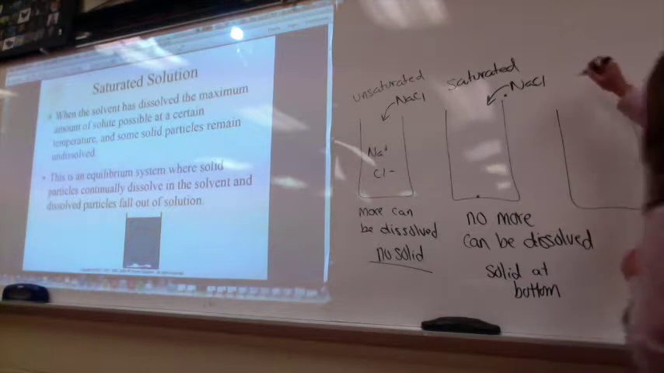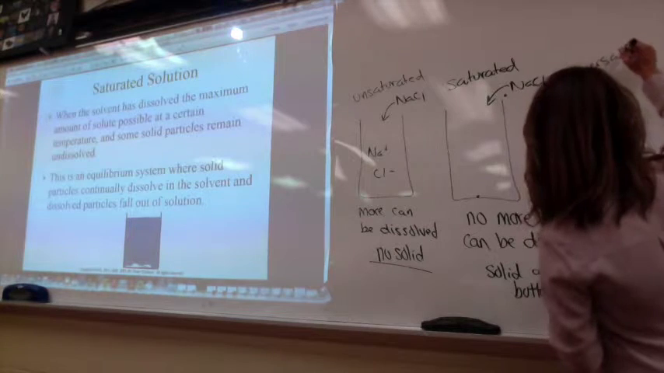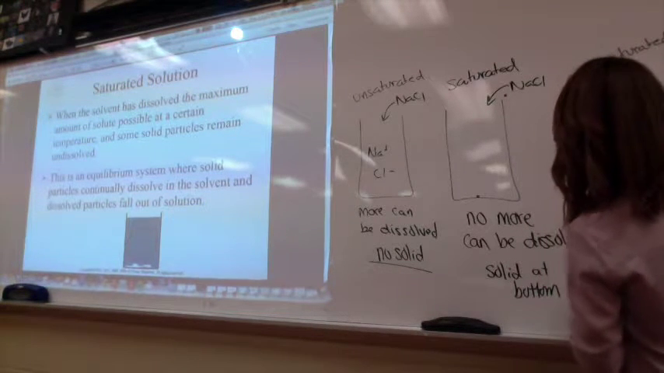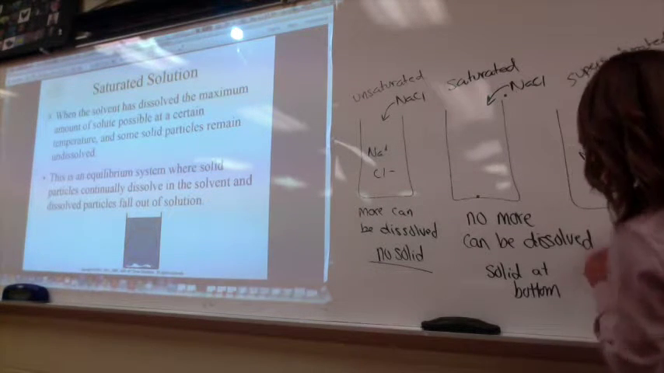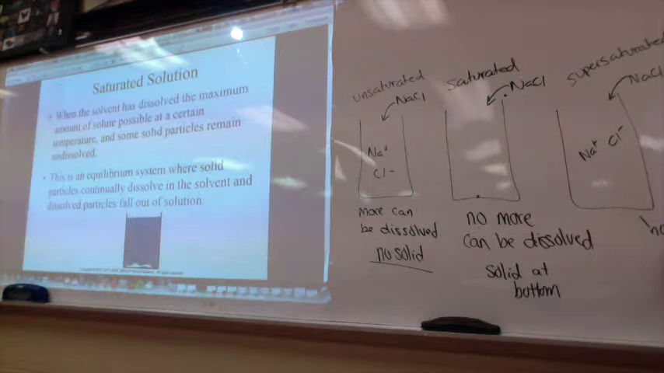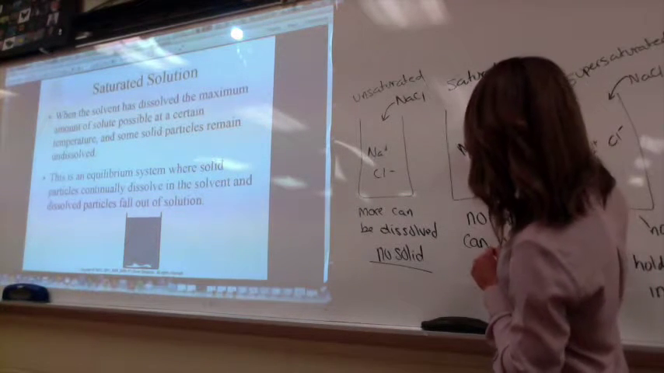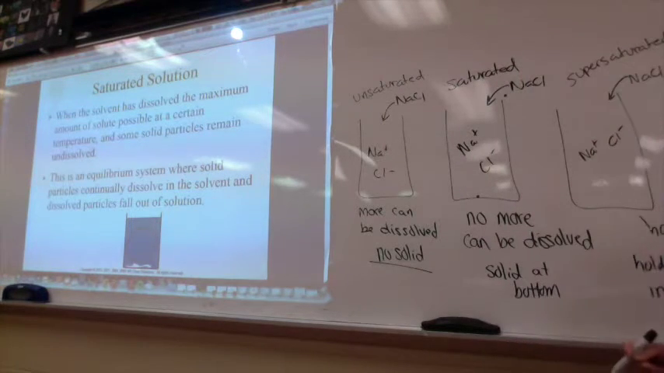The next one is a supersaturated solution. In a supersaturated solution, I have sodium chloride dumped in, and I have ions floating around, but there's no solid at the bottom. It holds more than should be allowed. So it holds more ions in solution than allowed. And also, I forgot to write my ions in this one. You have ions in all of them.